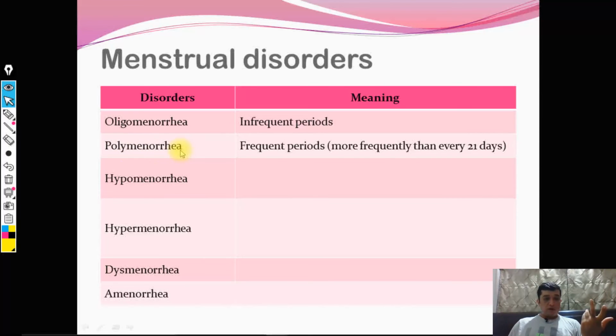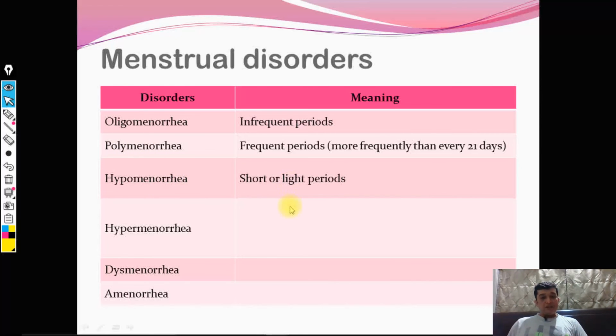The word menorrhea is now common, you understand that. If menstruation is totally absent, there is no menstruation, then we refer to it as amenorrhea. A refers to absence, and absence of menstruation is called amenorrhea. So on the basis of frequency we have divided menstrual disorders into amenorrhea, oligomenorrhea and polymenorrhea, very easy to understand.